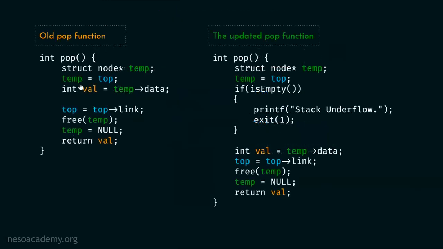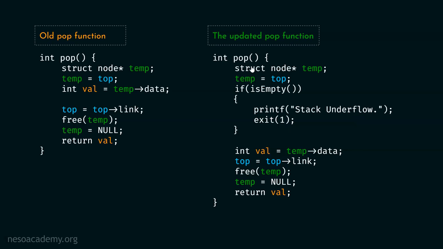This is the old pop function and this is our updated pop function. Here I have added this piece of code: if isEmpty, print stack underflow and exit with exit failure status. This is an abnormal termination, right? If stack is empty, then stack underflow. We must print this message on the screen, stack underflow, and exit from the program immediately.